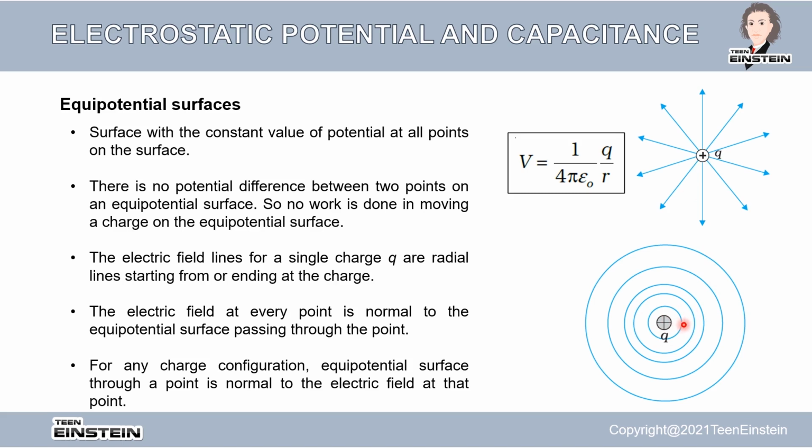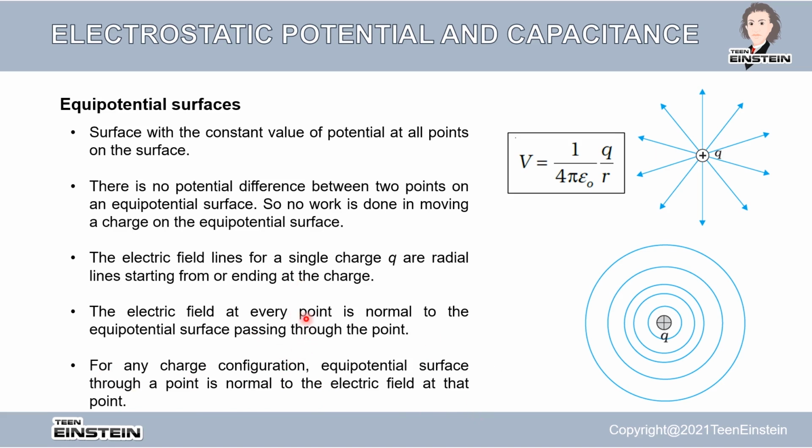That means they are perpendicular to the equipotential surfaces. So the electric field lines for a single charge q are radial lines starting from or ending at the charge. The electric field at every point is normal to the equipotential surface passing through the point, because this electric field is going to be normal to the surface at every point. So for any charge configuration, the equipotential surface through a point is normal to the electric field at that point.